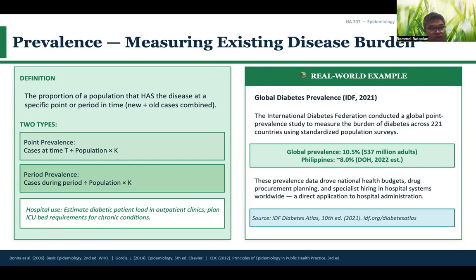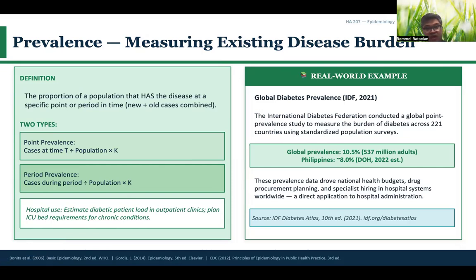Period prevalence, meanwhile, answers the question, how many people had the disease at any point during this time window? So it talks about a certain period, and it's not just a particular point in time. You determine it by dividing cases during the period over the population times K. Again, depending on 1,000 or 100,000.